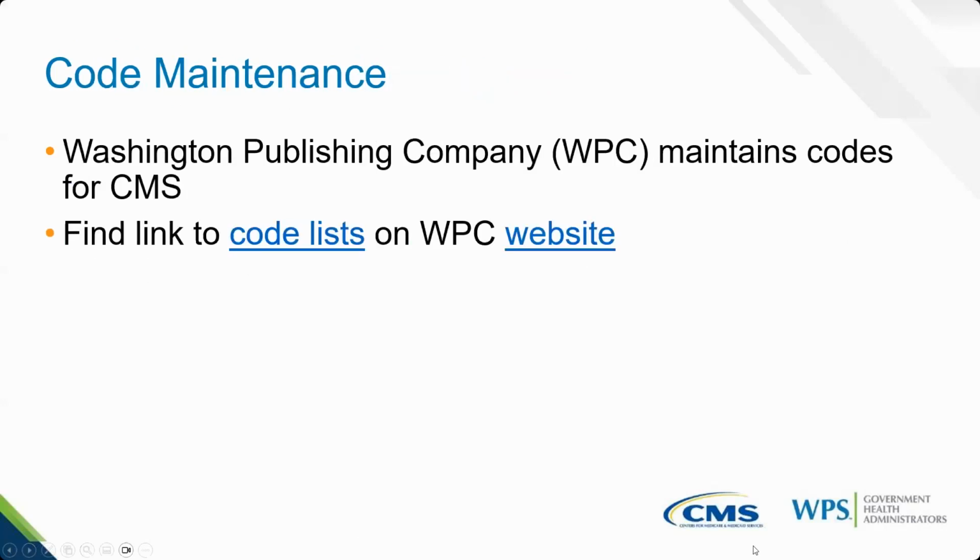You can find code lists on the Washington Publishing Company's website. This particular slide includes a link to those code lists and a link to the website itself. Now, I do want to mention here that WPS understands that some of the codes, those reason codes, may be cryptic or they may be out of date. And one example would be the use of an outdated acronym in those code messages.